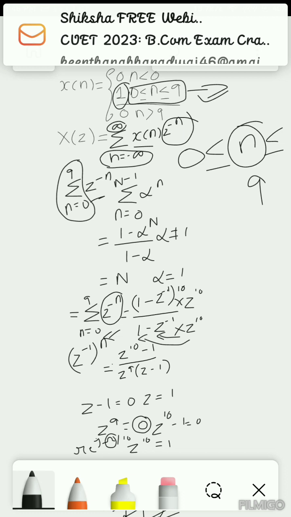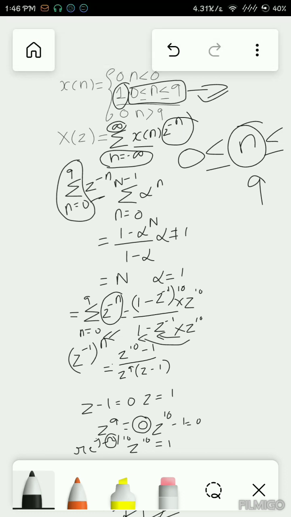So now here you are going to consider one formula, that is the summation from n equals 0 to N minus 1 of alpha to the power of n. This formula you are going to consider. What is the formula? It is (1 minus alpha to the power of N) divided by (1 minus alpha). So that is what we did over here.